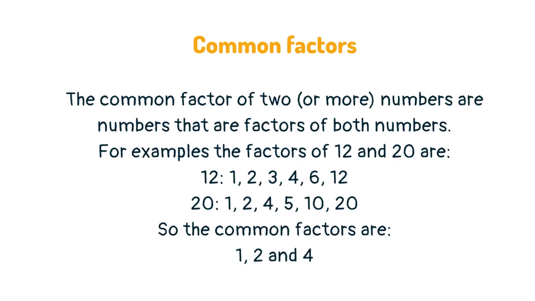The common factors of 2 or more numbers are numbers that are factors of both numbers. For example, the factors of 12 are 1, 2, 3, 4, 6, 12, and the factors of 20 are 1, 2, 4, 5, 10, 20. So the common factors are 1, 2 and 4.